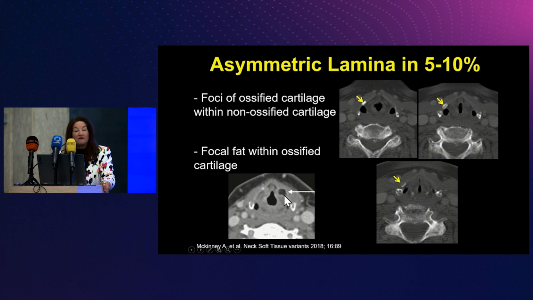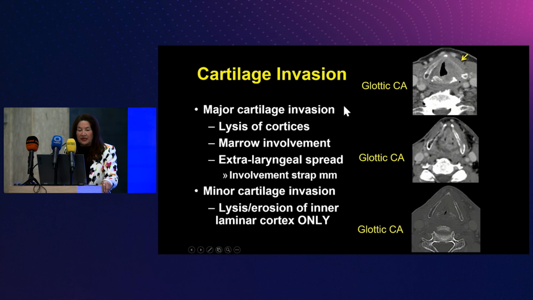Or you might find focal fat within ossified or non-ossified cartilage. So these are some of the things that cause asymmetry. Major cartilage invasion should have lysis of the cortices, marrow involvement, and often spread into the extralaryngeal compartment.